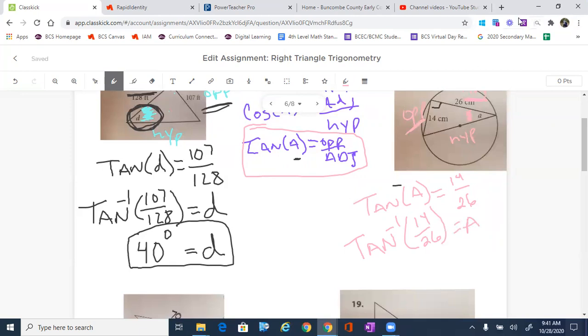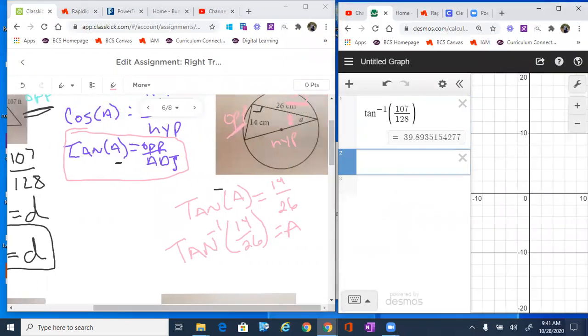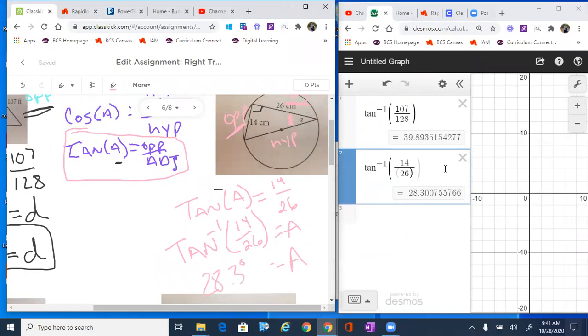Now, got to go back to Desmos, because if we're not in Desmos, we're not doing this right probably. So I come back over to Desmos. I'm going to make sure I'm still in degree mode, and we are. And I'm going to type tangent inverse of 14 divided by 26. And when I have that in there, tangent inverse of 14 over 26 tells me 28.3. So A equals 28.3 degrees. I hope that helps with solving for missing angles in triangles. Good luck with the next few problems.